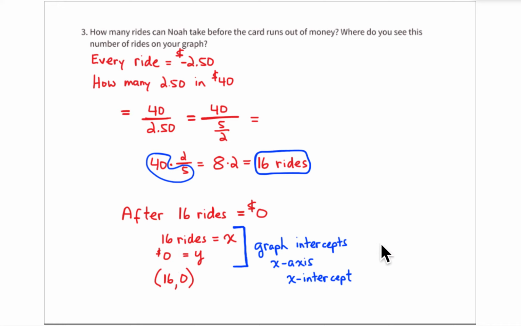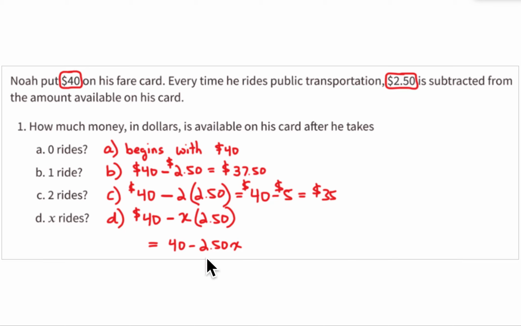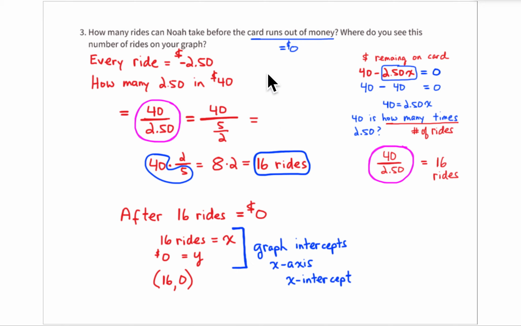Now what I want to do is just take a moment and look at this more algebraically. We're going to write equations as we go further through this lesson. And so let's look at that expression that we wrote right in the beginning. So that expression is right here, 40 minus 2 and 50/100ths, or 2.5, times x. So let's look at that. And that's right here. So it says when the card runs out of money, that means when it has $0 on that card. So the number of dollars remaining on the card is 0.